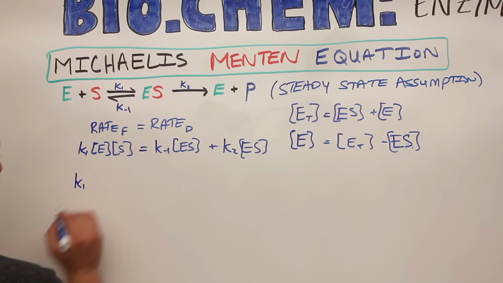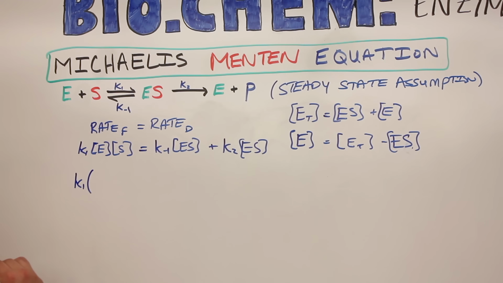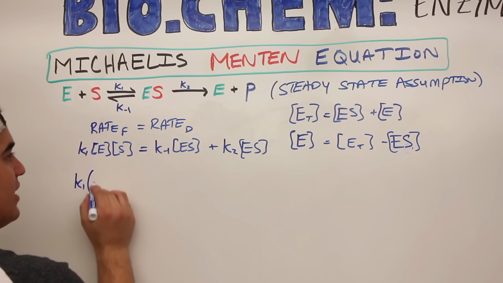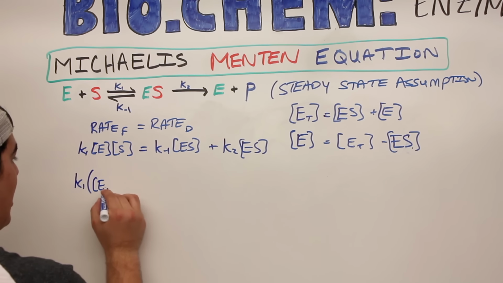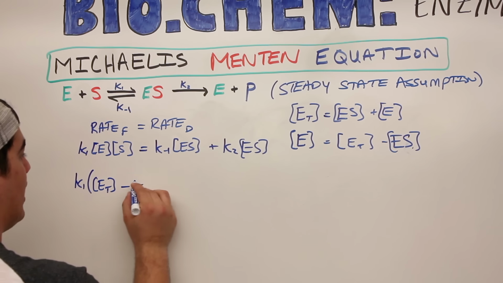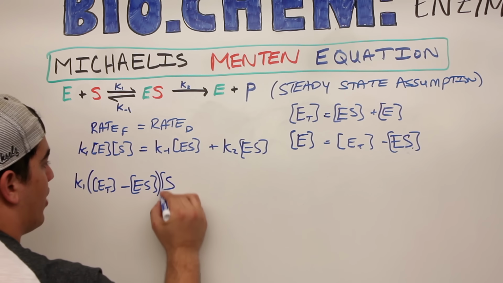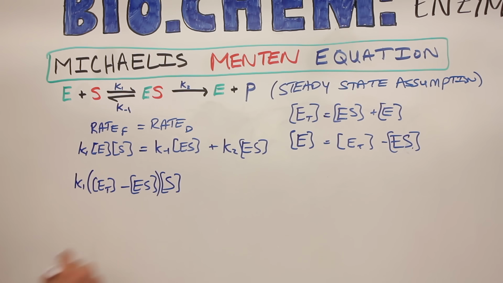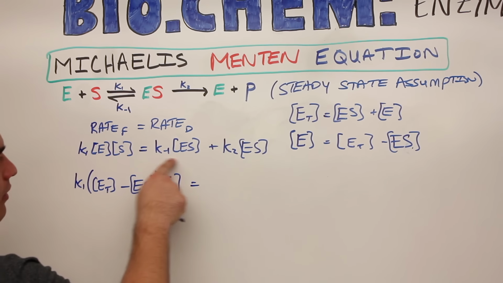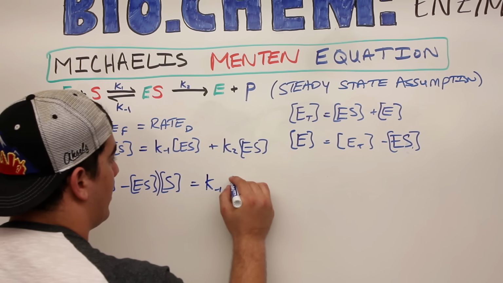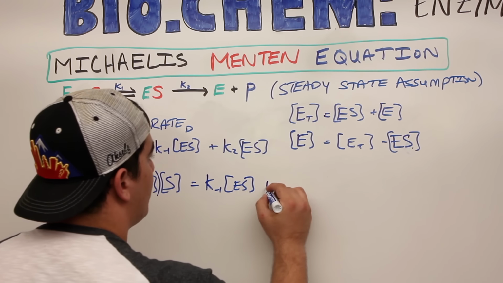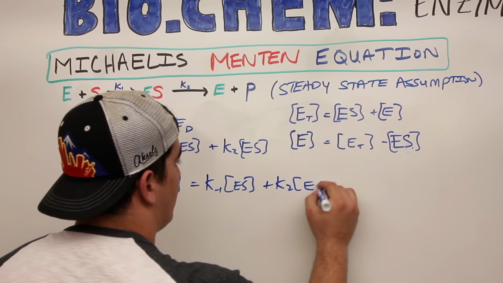So K1, and I'm going to put a parentheses here, E is equal to enzyme total minus enzyme substrate. And then what else? Let me put another parentheses here because that'll come around that E. And let's put the substrate concentration out here. That's equal to all of this. So let's just rewrite this: K-1 times enzyme substrate plus K2 times enzyme substrate.